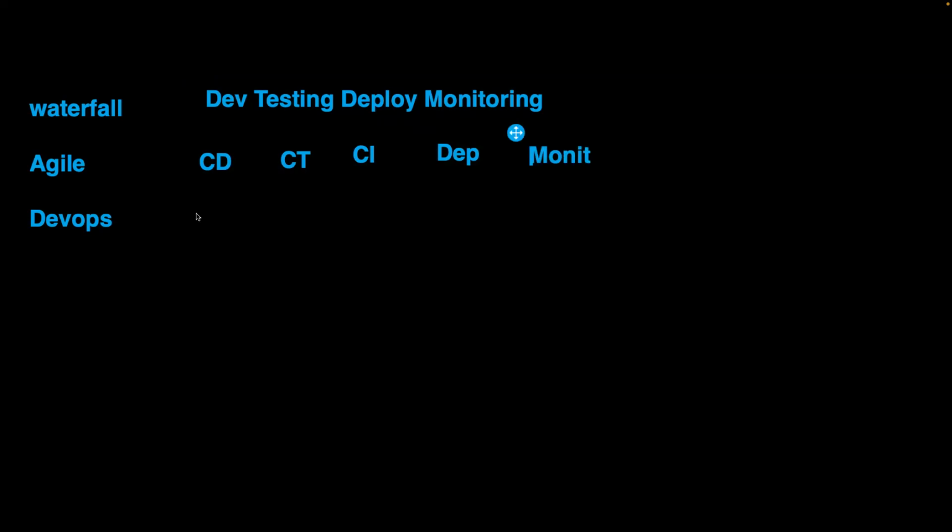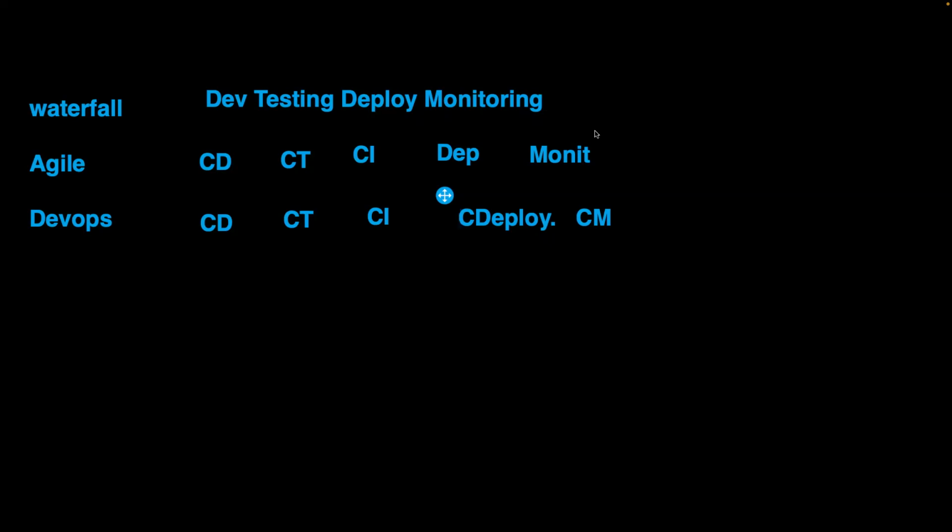In Waterfall, you have development. After that, you have testing, and after that, you have deployment and monitoring, one after the other. But in Agile, you have development and testing happening parallelly or iteratively. But then deployment is manual, and once the complete integration is done, it would be deployed and monitored. But now with DevOps, continuous development, continuous testing, continuous integration, continuous deployment, and continuous monitoring. Got it now, everyone? That is the difference between the three methodologies.